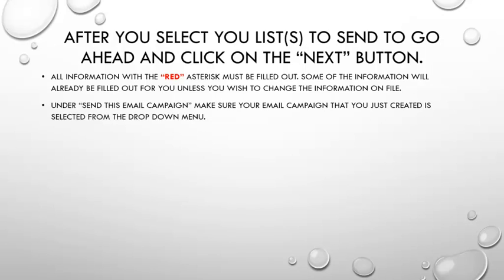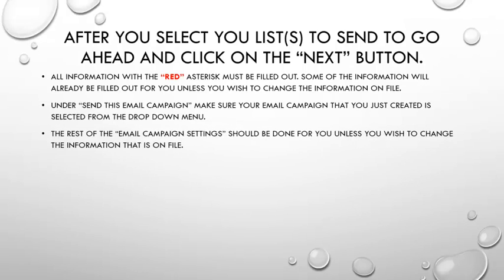Under the send email campaign section, make sure the email campaign that you just created is selected from the drop-down menu. If it's not, then obviously the system won't let you go further unless an email campaign is selected. The rest of the email campaign settings should be done for you unless you wish to change the information that's on file. And again, like I said earlier, there are some instances where you'd want to do that.